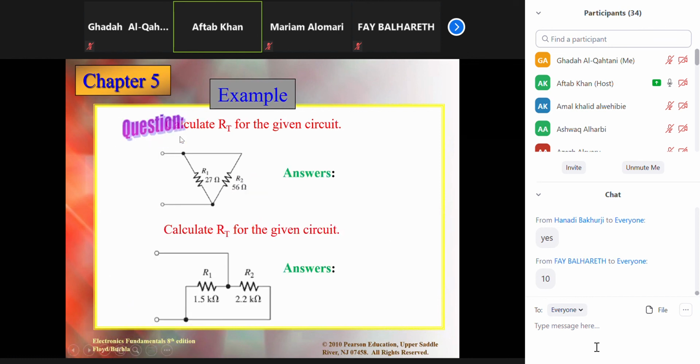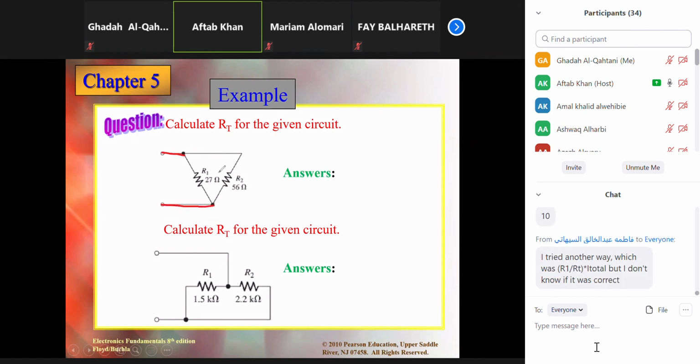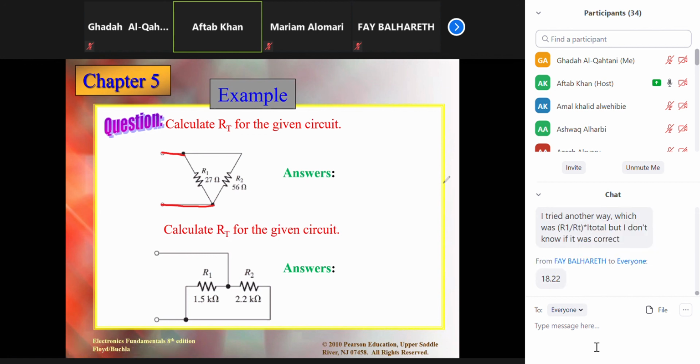Correct. Okay, now see, calculate the RT. Two resistors are connected, and this is the terminal. Between that you have to calculate. They are connected in parallel. Do you remember the formula? Product over sum rule. Correct? Yeah. I tried another way, which was the total, but I don't know if it was correct. Yes, Fatima, it should be correct. Definitely. You can just add all the currents, and you should get 10 milliamps. That is okay.